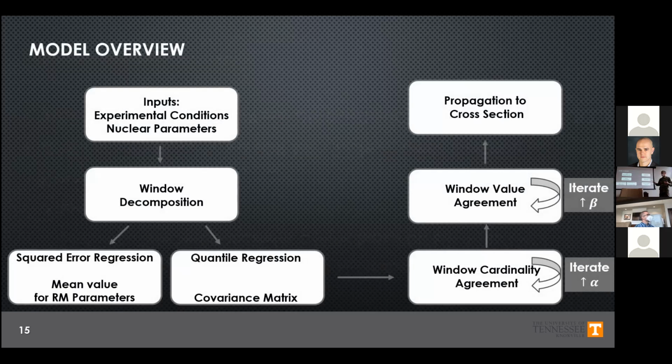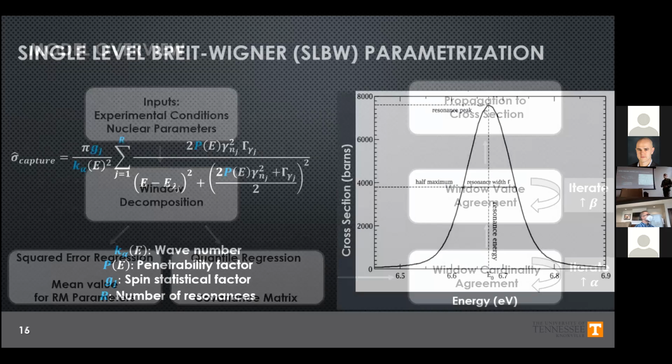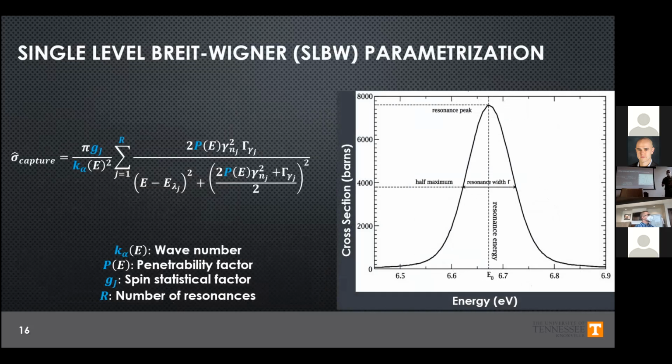So how are we actually doing this? This is our next picture, kind of overviewing the entire model. We'll step through each of these pieces and demonstrate how our method works. But first, what is this parameterization that we're using to fit the cross-section?